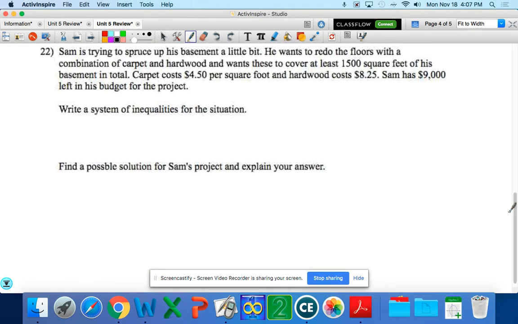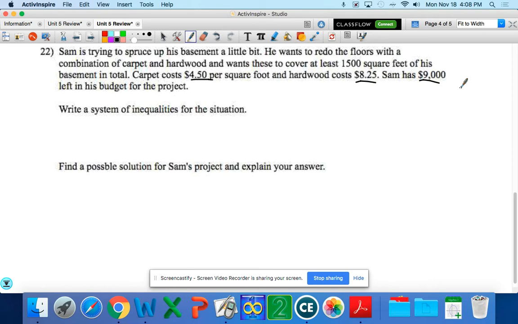Number 22, you are going to have to solve for something. And you see that in the second part of the problem where it says find a possible solution for his project. I'm going to show you a couple ways to do that. First off, though, we have to set up our equations. We read through. He's redoing some floors with carpet and hardwood, so there's our distinctive differences. He wants these to cover at least 1,500 square feet of his total basement. Carpet's $450, hardwood's $825, has $9,000 left in the budget. I see a lot of money being thrown around, so I'm thinking that's one of my equations.